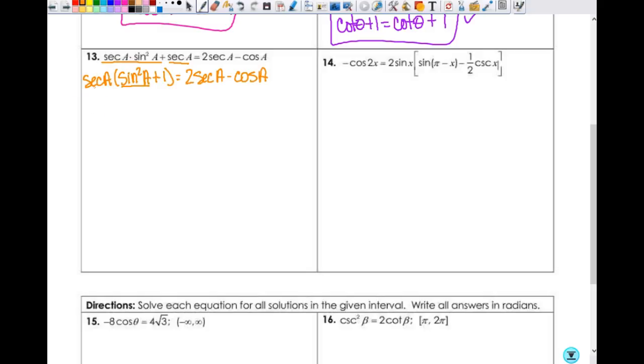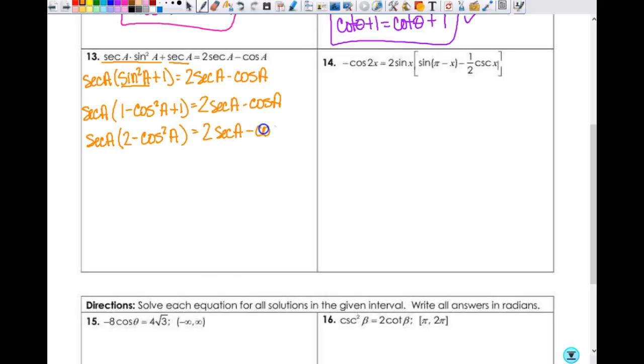I'd rather have cosines over here. So it's going to give me secant of a times, so sine squared is 1 minus cosine squared, and then I still have this plus 1 here. That's equal to 2 secant a minus cosine a. So over here, there's a 1 and a 1, they're both positive. So now I have secant a times 2 minus cosine squared a equals 2 secant a minus cosine a.